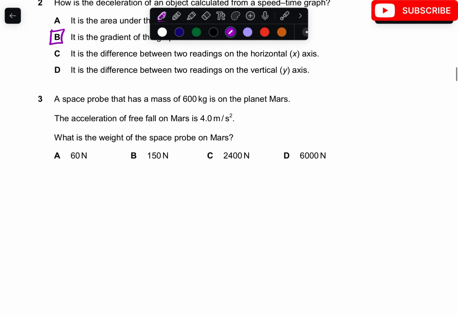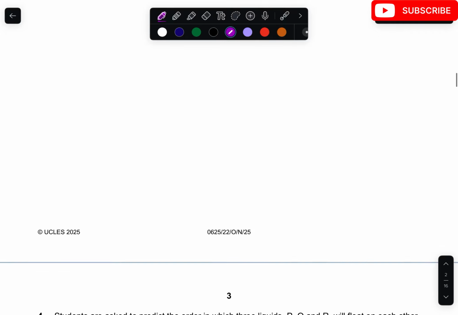In question 3, a space probe that has a mass of 600 kg is on the planet Mars. The acceleration of free fall on Mars is given. So this is, you can say, g for Mars. This is m. You have to find the weight. We know the relation W is equal to m into g. You just have to put the values, 600 into 4. That will give you 2400. It's option C that is correct.